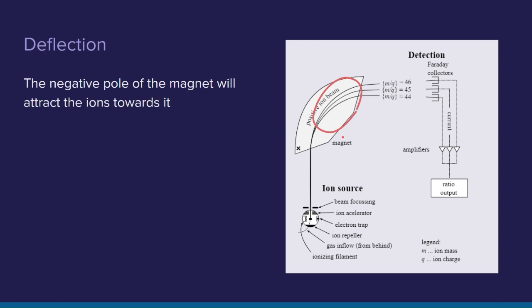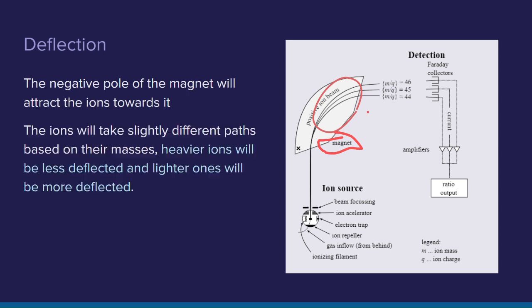There's a magnet here, you see that, and the negative pole of the magnet will attract the ions towards it, so that deflects their path, making them go all curved. And the ions will take slightly different paths based on their masses. Heavier ions will be less deflected, and lighter ones will be more deflected. That's because it's a lot easier to move a light object than a heavy one.